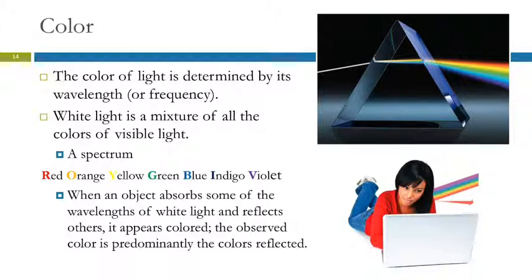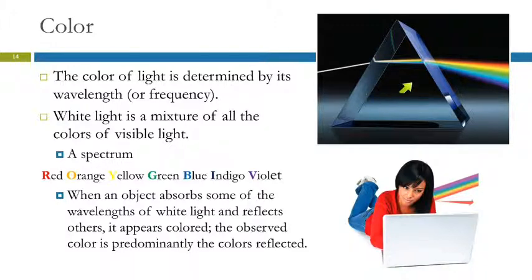So the color of light is determined by its wavelength or its frequency. They are related. What we refer to as white light is a mixture of all the colors in the visible light spectrum. When we say spectrum, we mean there's a continuous variation of wavelength.